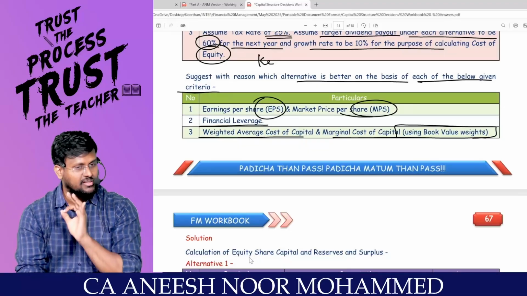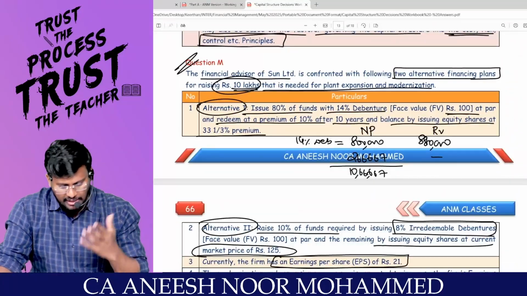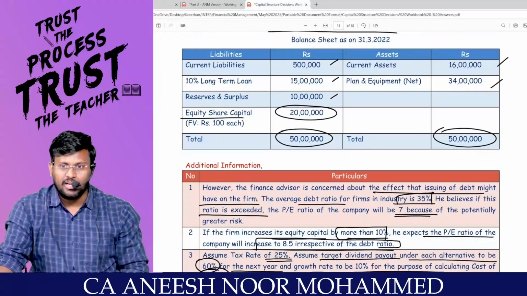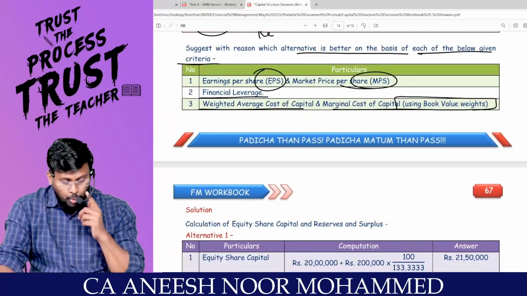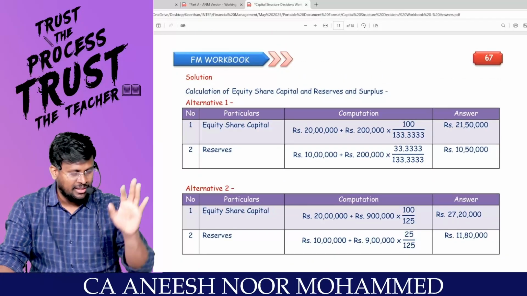If the same question comes in examination, it will take some time just to understand what the question is saying. This is a book back question which is there in the ICAI study material. Just answer to me the details.